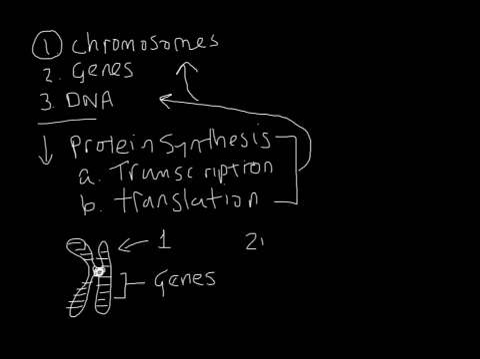Human beings, as we remember, have 46 chromosomes, or 2n equals 46. N, which would be our haploid cells, equals 23.